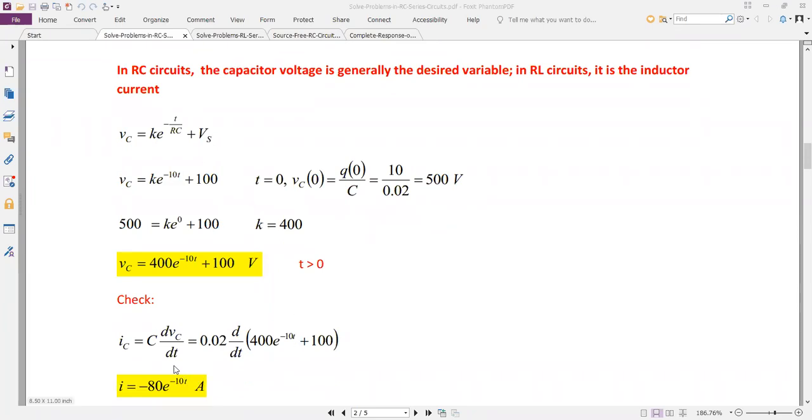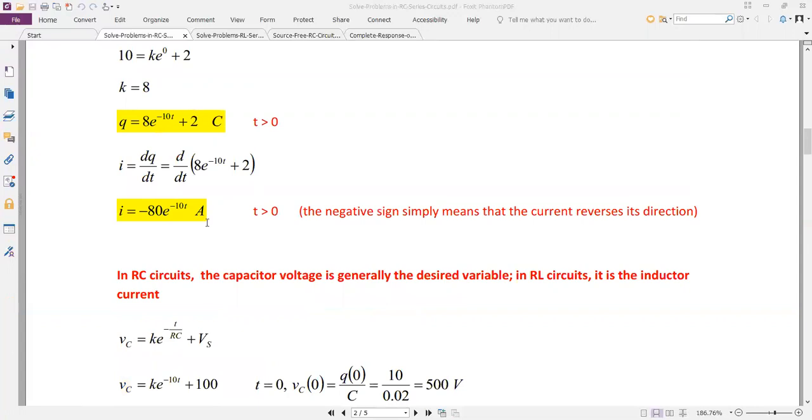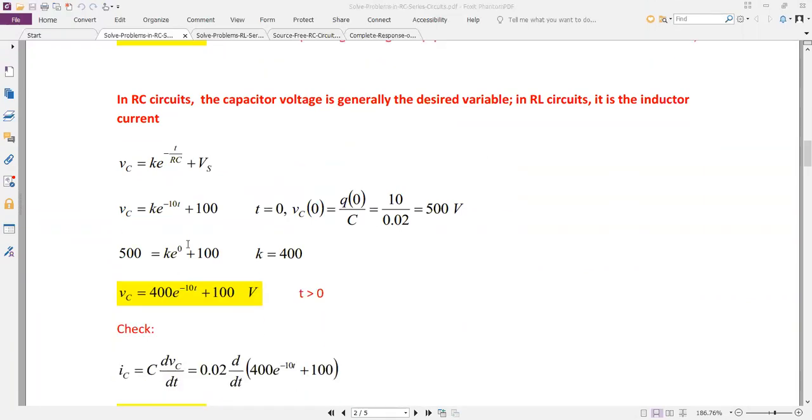If we would like to check, the current in the capacitor is equal to C times the rate of change of the VC, dVC/dt. So if you do that, this is your equation for the VC. If you differentiate it with respect to time, the current is still negative 80 e raised to negative 10t. So this is another method of determining the current, which was already determined here. Now this is one method that you can use in determining what is required, that's the Q and the I. And another method in determining the I is this one.